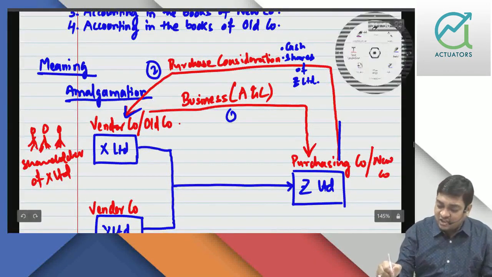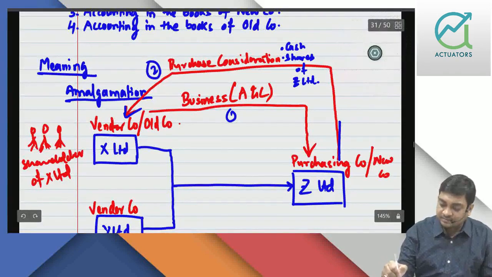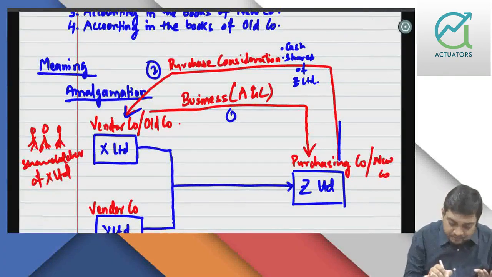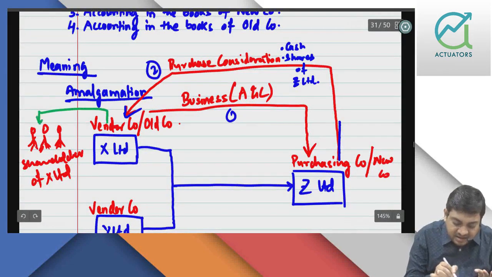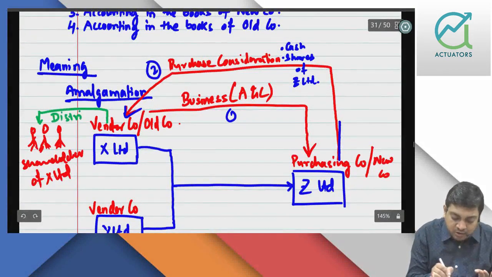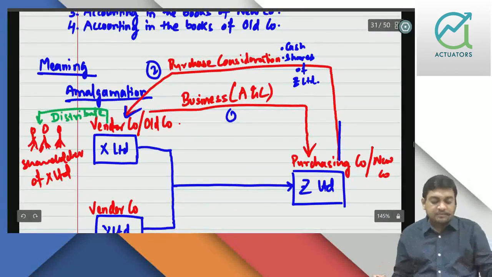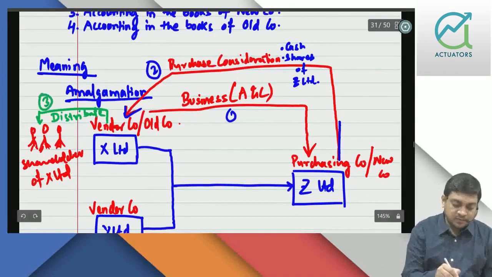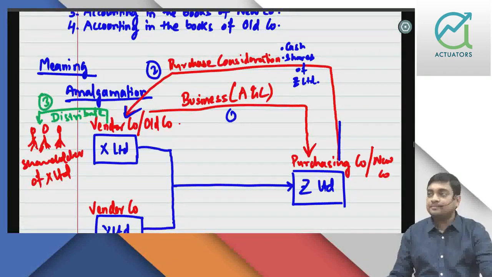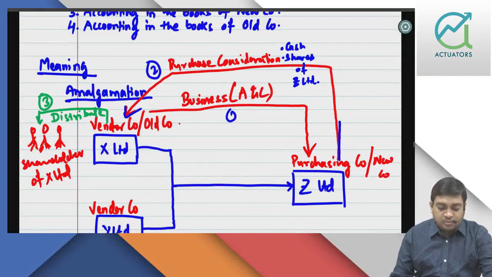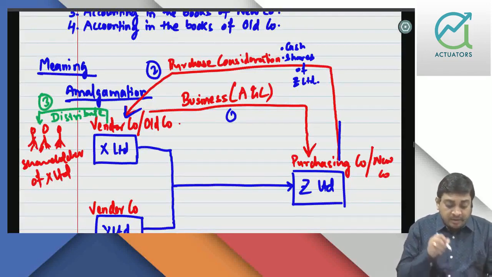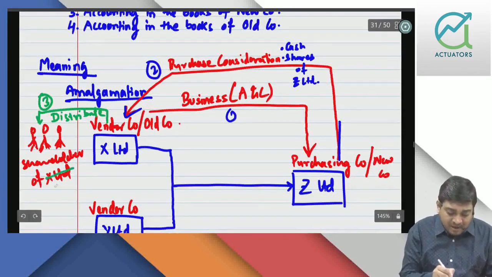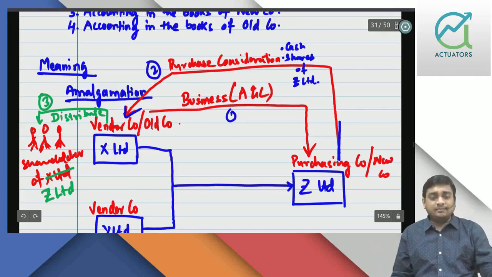Now after receiving the shares from the new company, X Limited will distribute to the shareholders of X Limited. Now the shareholders of X Limited will now become shareholders of Z Limited. So they are also happy.